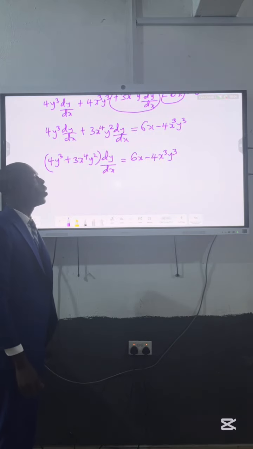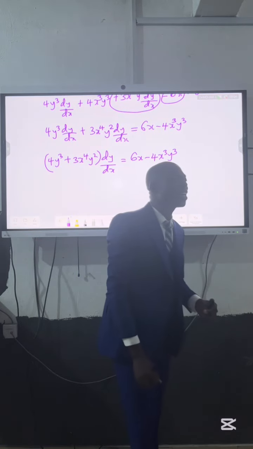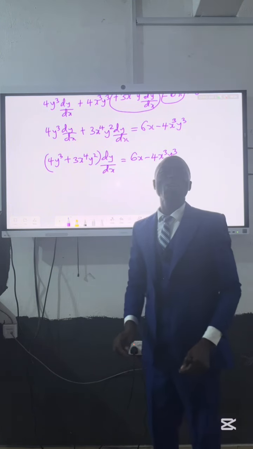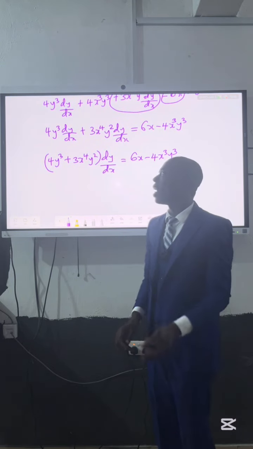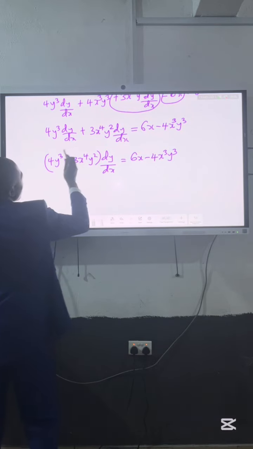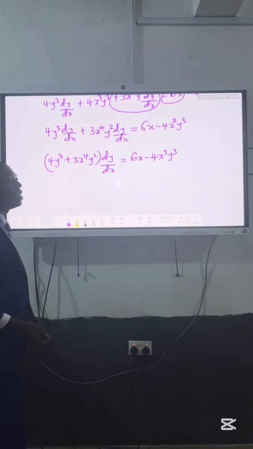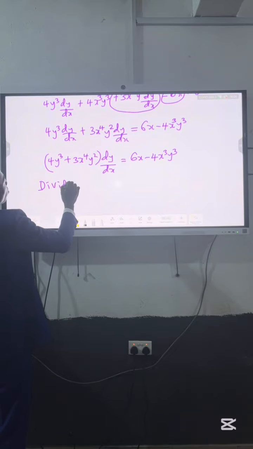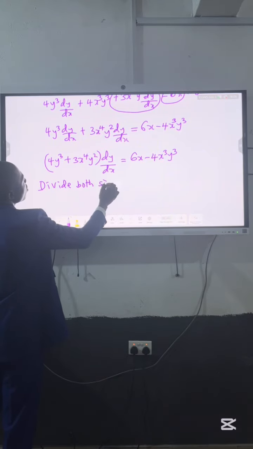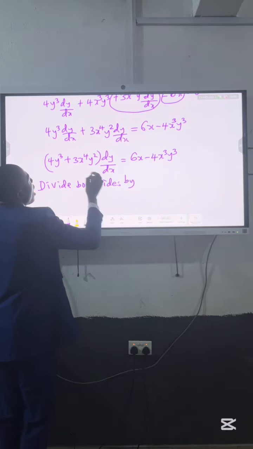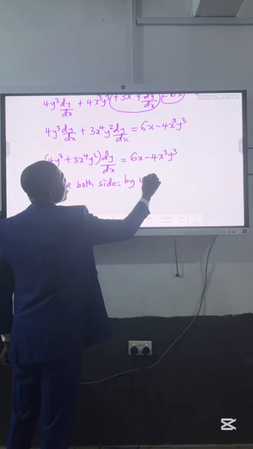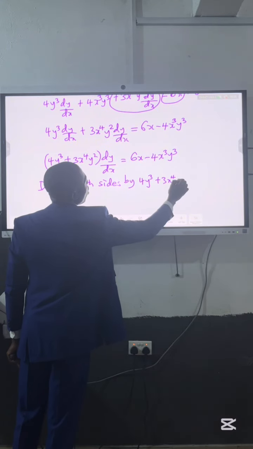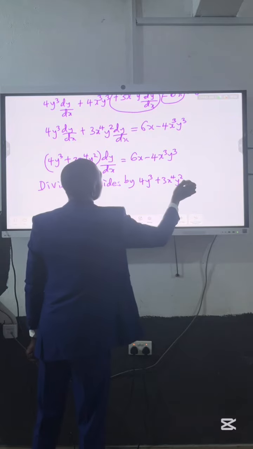All right, so now we are almost done with the work. But what is just left now is to try and remove this one from here. And you don't remove it by cancelling it like that. You divide. So divide both sides by this now, so that you can make dy dx the subject as requested. All right, so divide both sides by the whole of it. So we have 4y to the power of 3 plus 3x to the power of 4, y to the power of 2. So we are dividing by this.